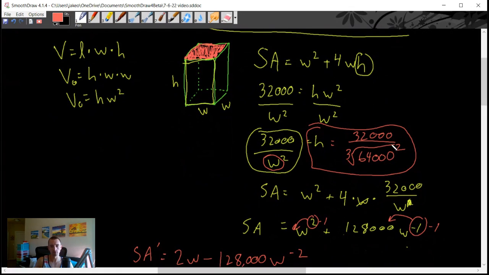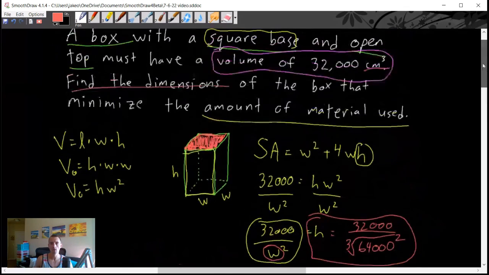I think it'd be fine to leave this in exact form, assuming that 64,000 is not a cubic number. And if that's the case, then I think this is a perfectly fine answer. You could probably do a little more simplification from there, but I'm not going to do that. I'll leave that for you.